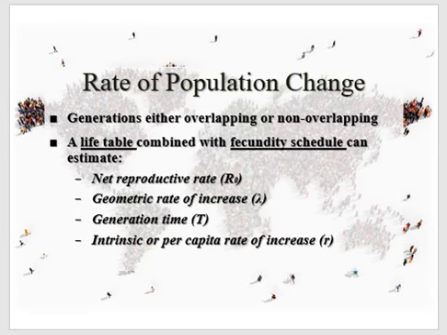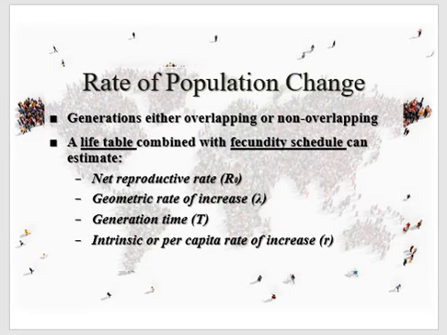And in general, what ecologists will do is combine information from life tables with something known as a fecundity schedule. A fecundity schedule is a tabulation of birth rates for females of different ages in a population. You can think of it as representing fertility rate.